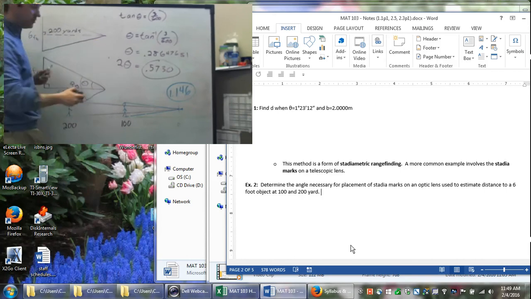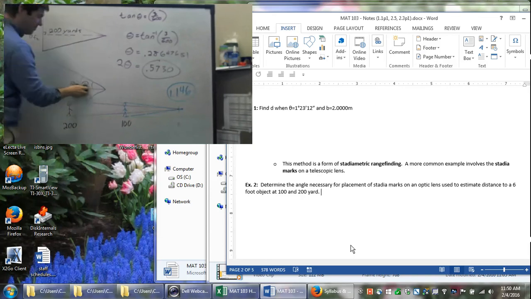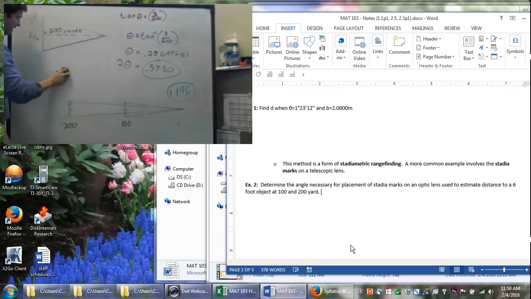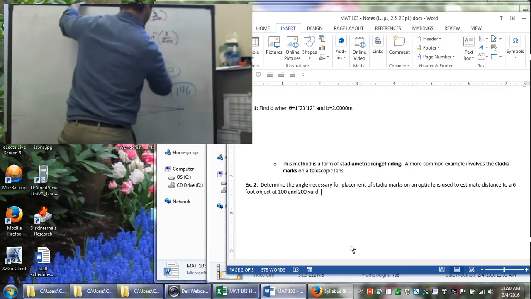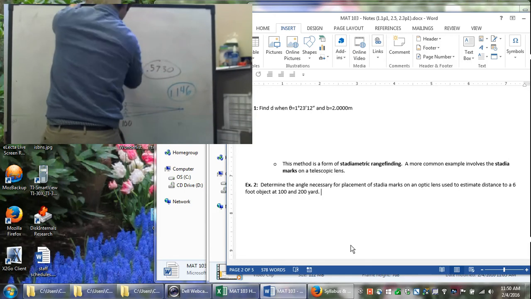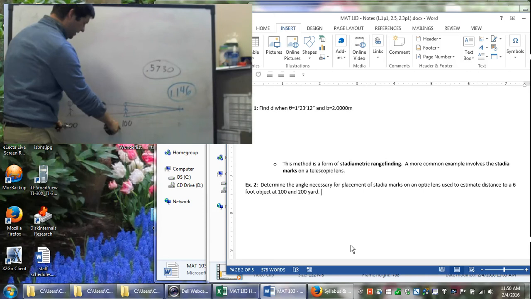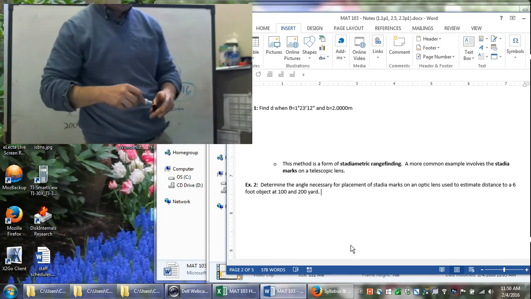Okay. So now when we do our tangent, tangent of theta is 3 feet over 600 feet. Three feet over 600 feet. Again, you could reduce that. That's 1 over 200. And we could calculate our inverse tangent.